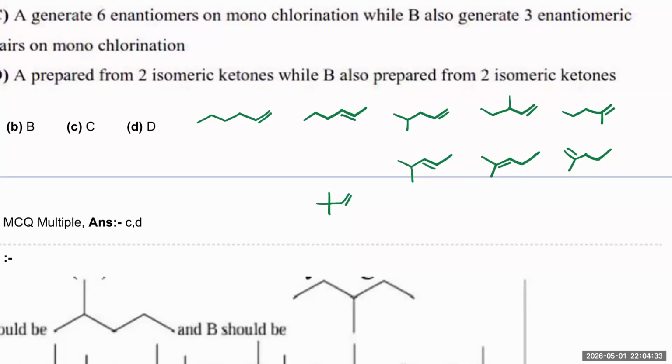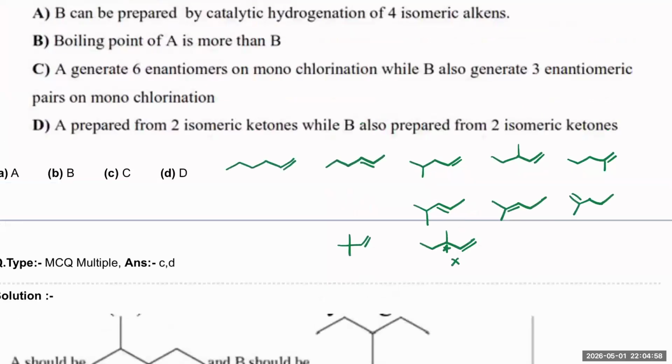Got it? In case you make the double bond in the center like this, now this will become optically active. So don't take this case. This case can't be considered, right? This case you can't take.